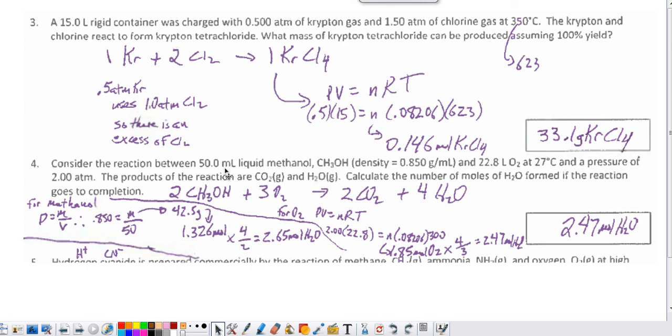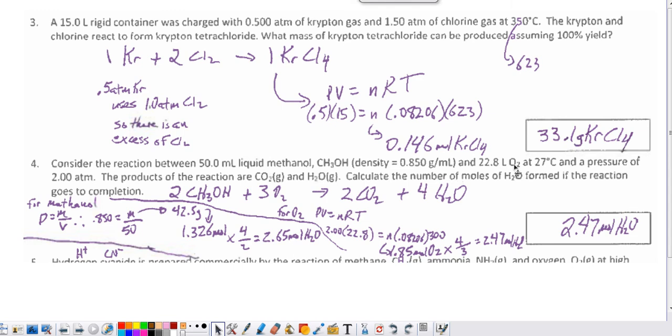One interesting thing here is they give us the volume of methanol and its density. With density and volume, we could get mass. I guess we're assuming that it's pure methanol, which is pretty weird, but that's the only thing I could possibly think to do here. So I said density, volume, mass is 42 grams. That would be 1.326 moles of methanol. Question's really about moles of water, so I used the 4:2 ratio to water, and I got a possible answer.